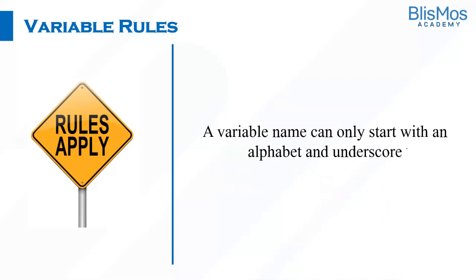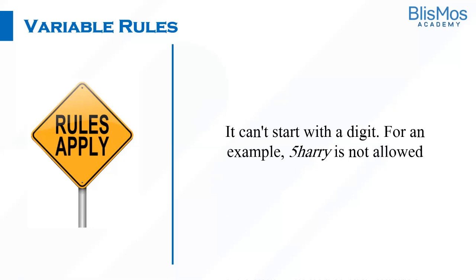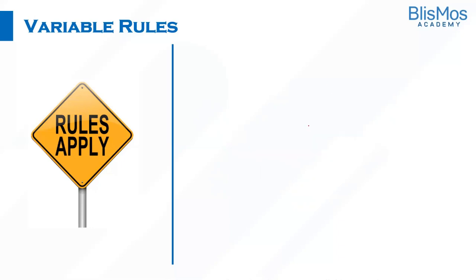The next rule would be variable name can only start with alphabet and underscore. It cannot start with any digit. 5 Harry is not allowed in Python. It can start only with either a letter or underscore, one of these things. It cannot start with digit.